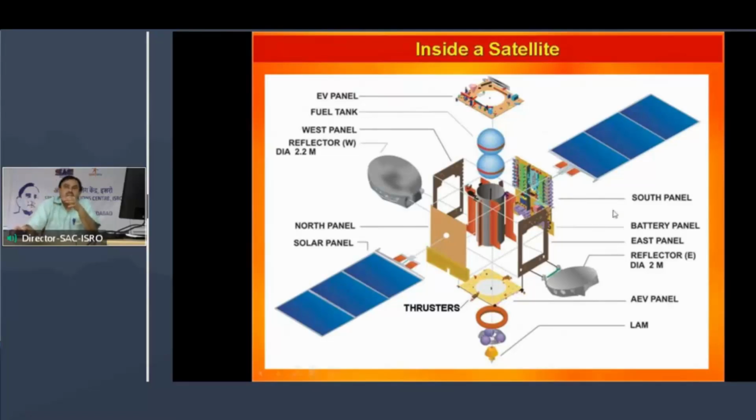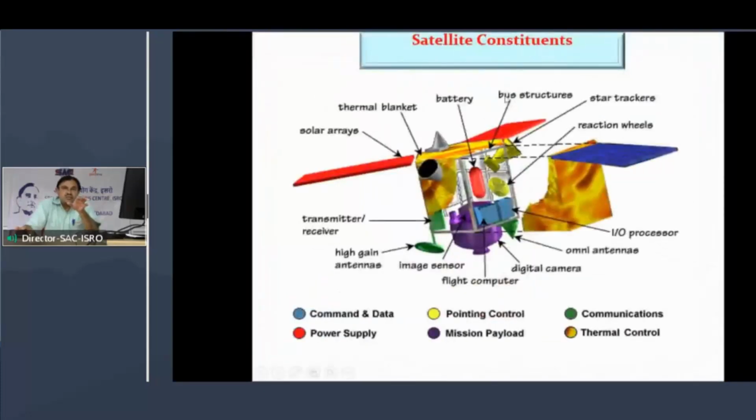But the heart or the brain inside that is our payloads. And payloads are two types, communication and navigation, as far as these activities are concerned. So these are the basic elements of any satellite, whether it is a communication satellite or navigation satellite, or a remote sensing satellite.